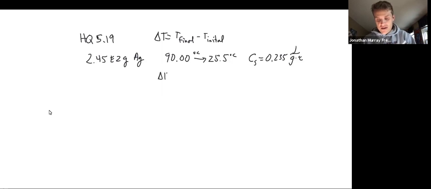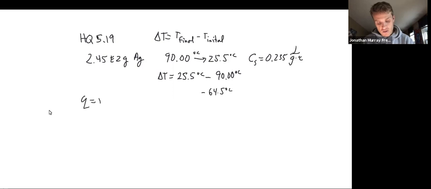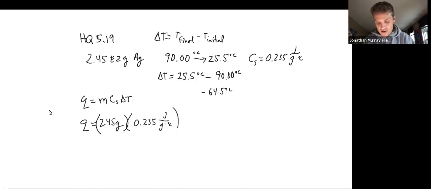Right, so to find my delta T, my final temperature is 25.5 degrees minus my initial temperature, which is 90 degrees Celsius. So what is that, 64.5? Negative 64.5, yeah. All right, so now we can use Q equals MC delta T, right? My mass, 245 grams. My specific heat of silver, 0.235 joules per gram times degrees Celsius, times my negative temperature change, 64.5 degrees Celsius.